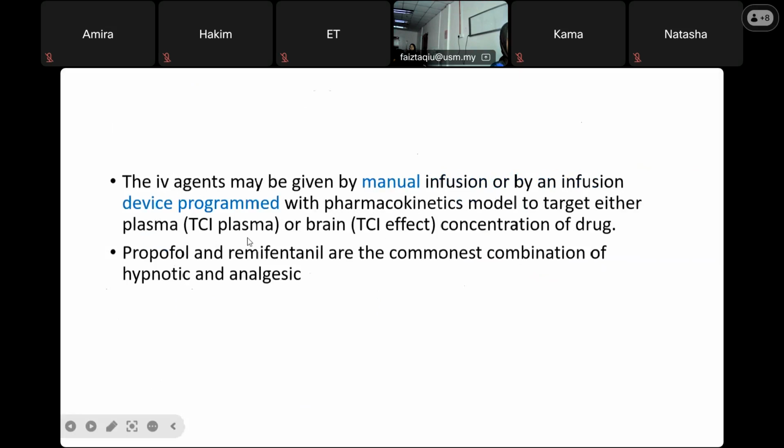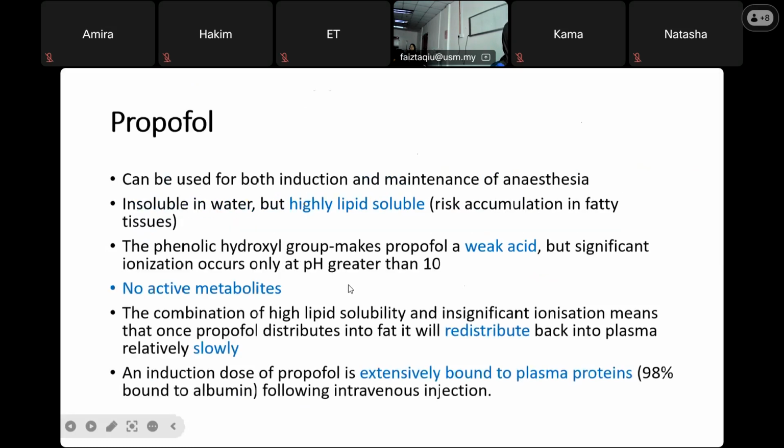The IV agents may be given by manual infusions or by programmed machines called TCI. The TCI will target the plasma or the effect site. And propofol and remifentanil are the commonest combination of hypnotic and analgesic used in TIVA.